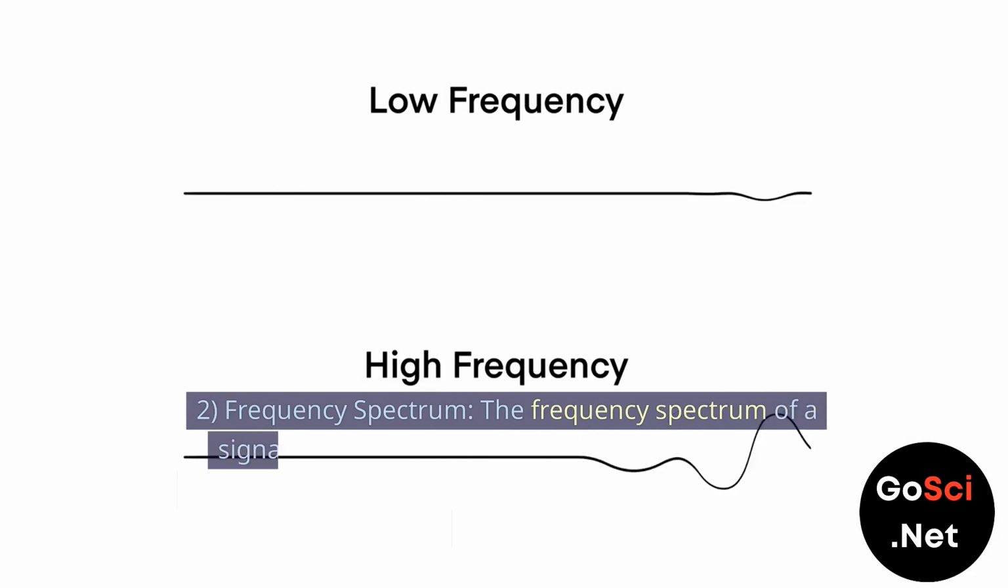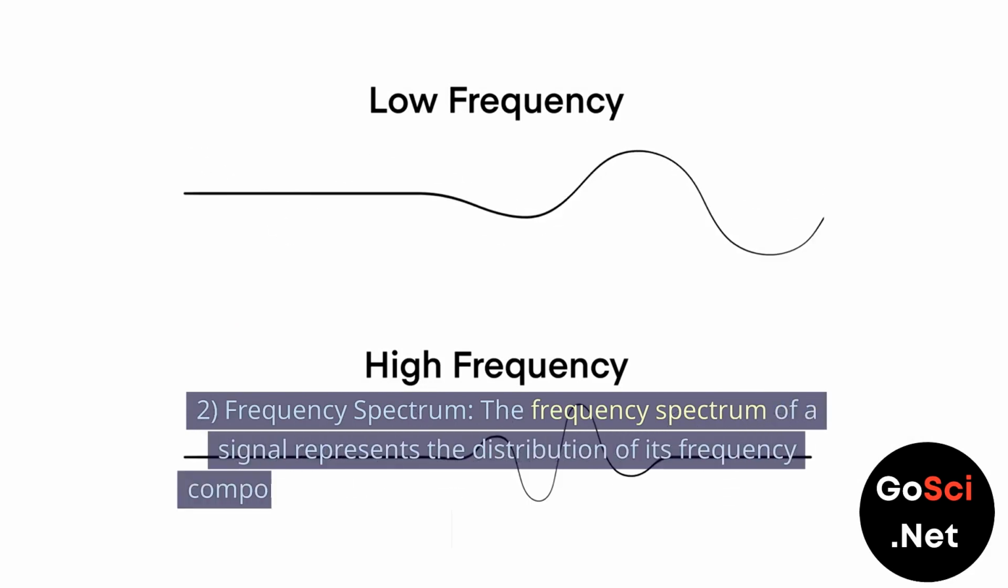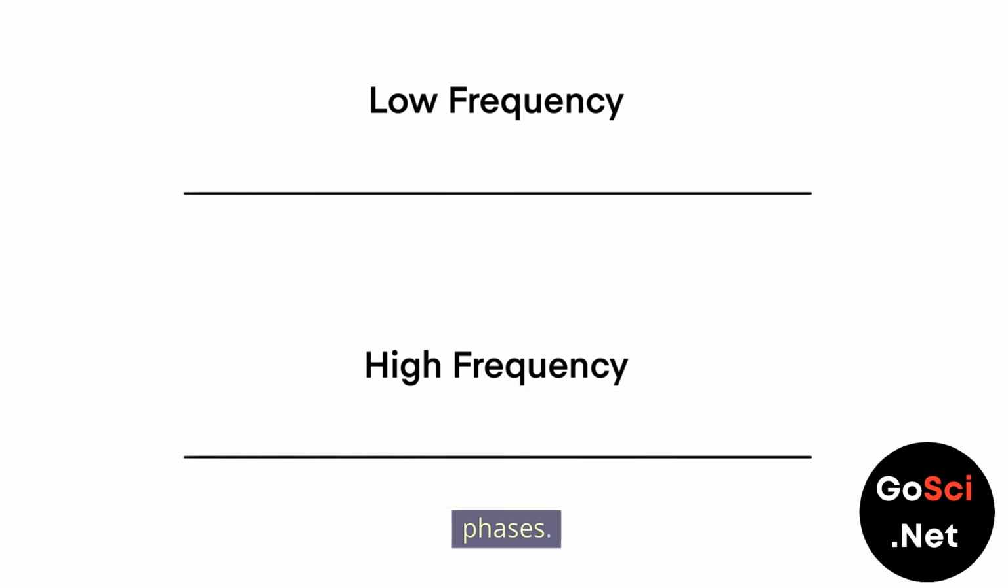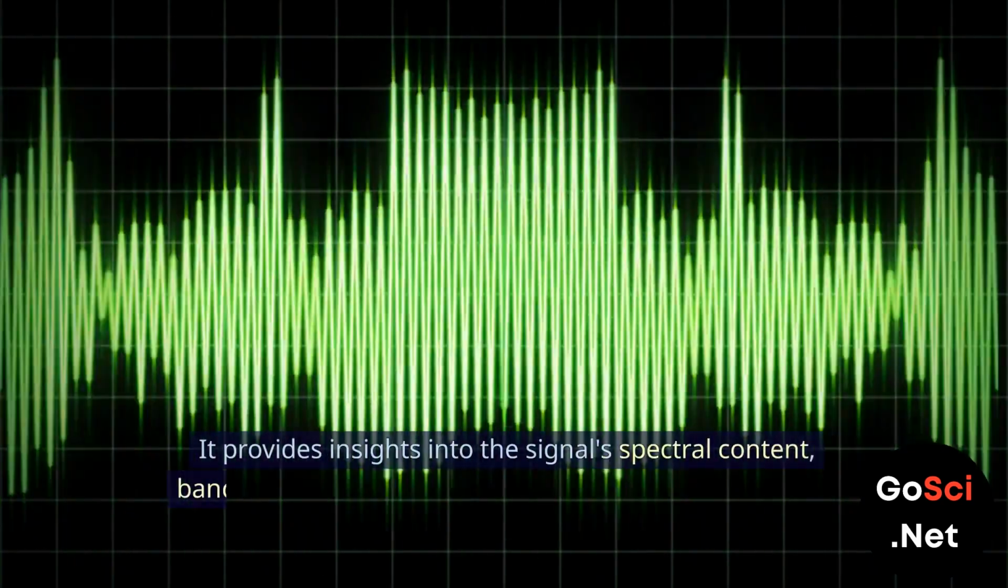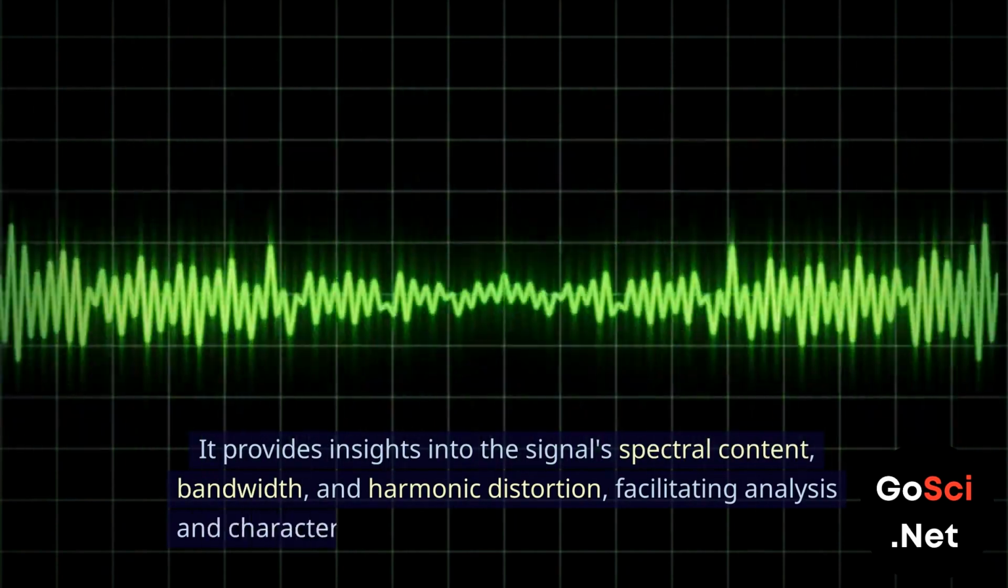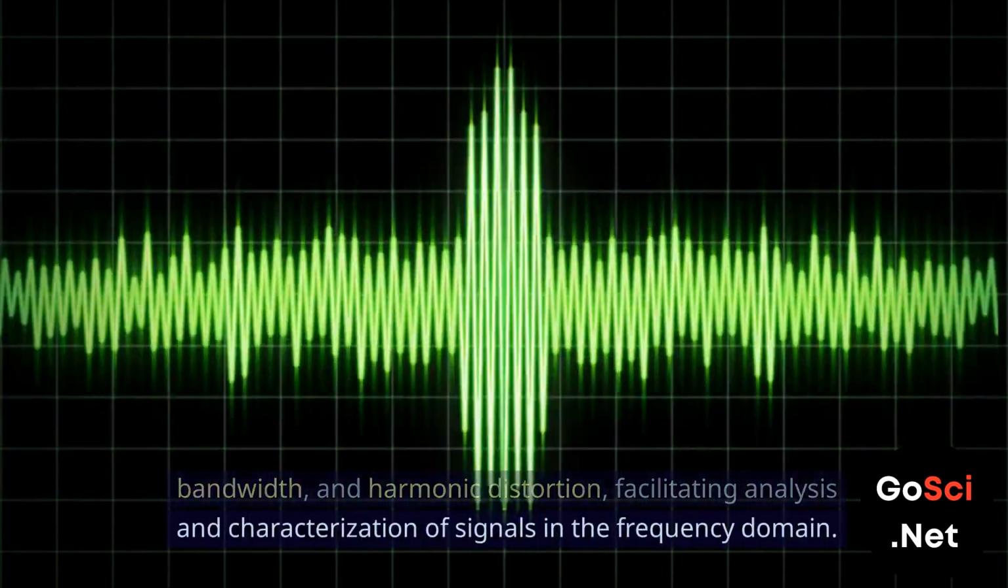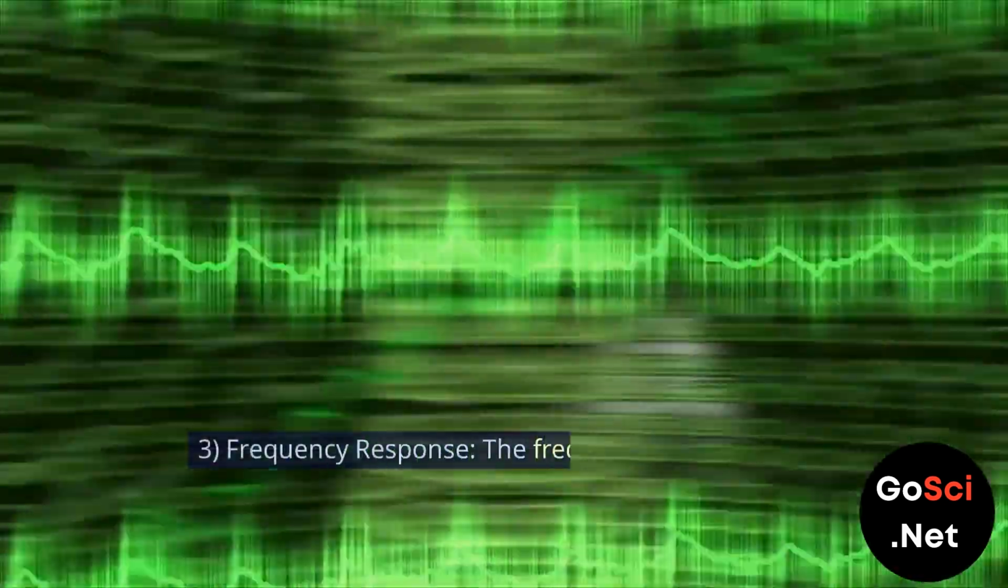Frequency spectrum. The frequency spectrum of a signal represents the distribution of its frequency components and their corresponding magnitudes and phases. It provides insights into the signal's spectral content, bandwidth, and harmonic distortion, facilitating analysis and characterization of signals in the frequency domain. 3. Frequency response.